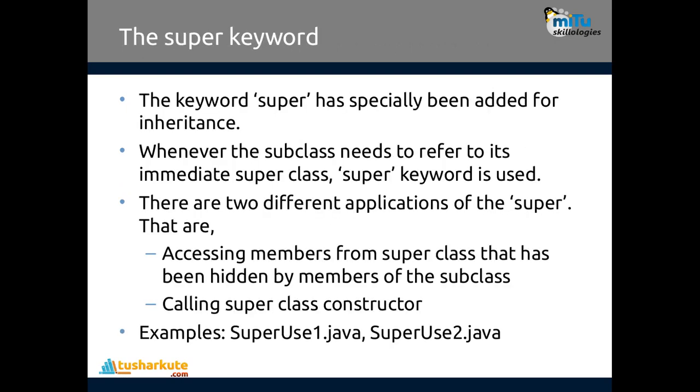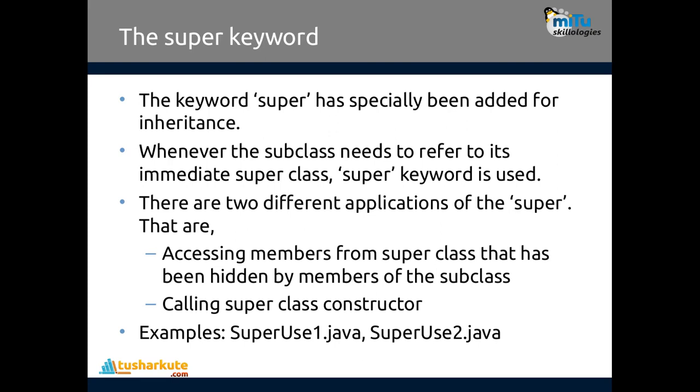Okay, now there is a special keyword associated with inheritance, and that keyword is called super. The keyword super has specially been added for inheritance. Whenever the subclass needs to refer to its immediate superclass, the super keyword is used. There are two different applications of super: accessing members from the superclass that have been hidden by the members of the subclass, and second, calling the superclass constructor.